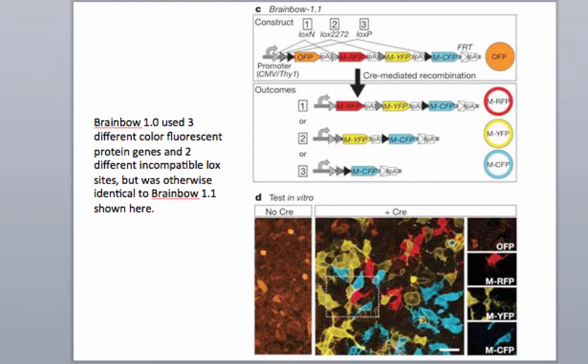And so depending upon which of these 3 different recombinations happen, either the red or the yellow or the blue fluorescent protein gene is brought closest to the promoter, and you end up getting cells that are red, yellow, or blue. And so you end up with a mixture of 4 different color fluorescent protein being produced and 4 different color cells.